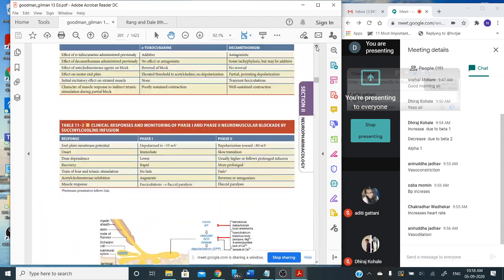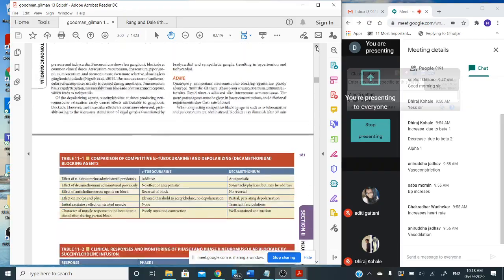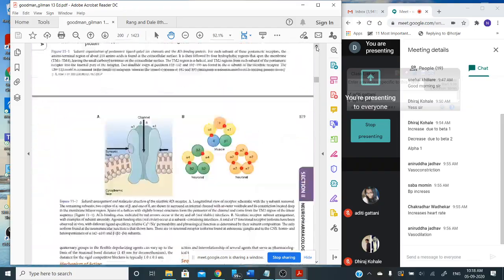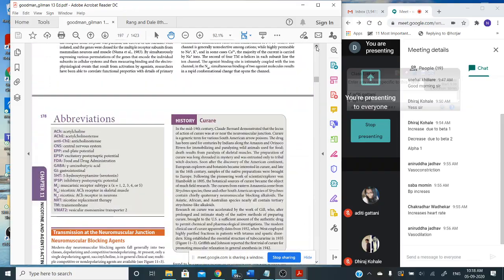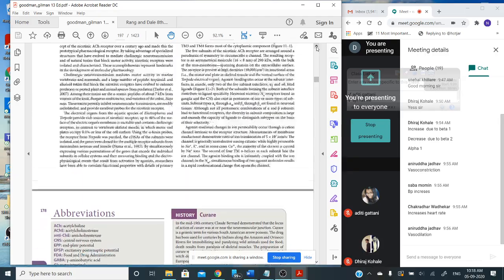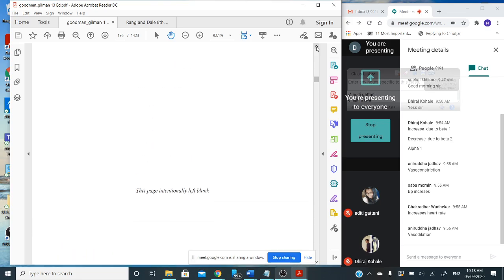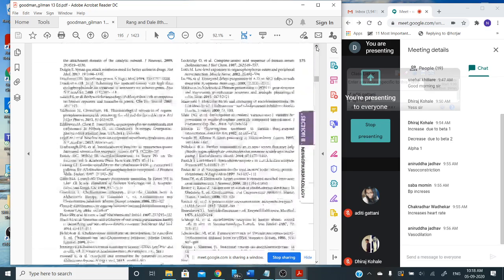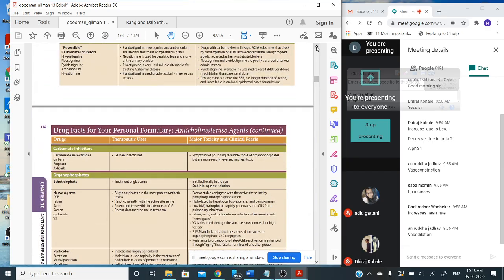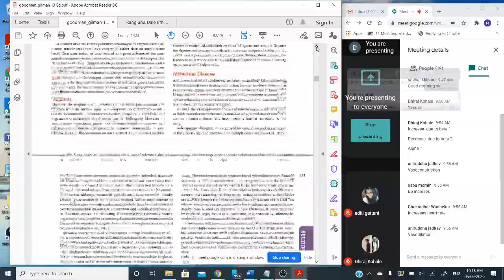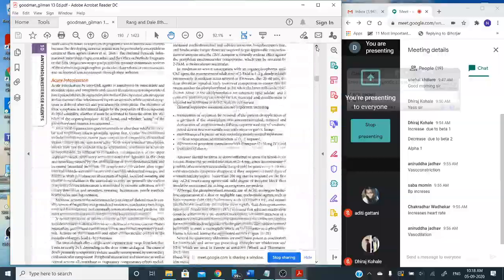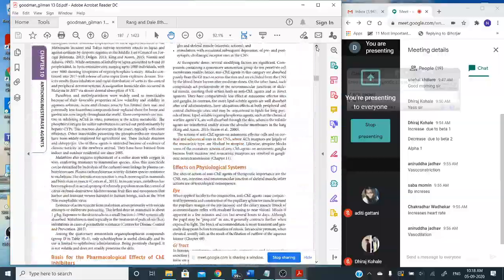So once we understand this, it will become very easy for you to go through the topics, whether it be the central nervous system or the peripheral nervous system, and the effects these drugs are showing. So I'm repeating this as such.